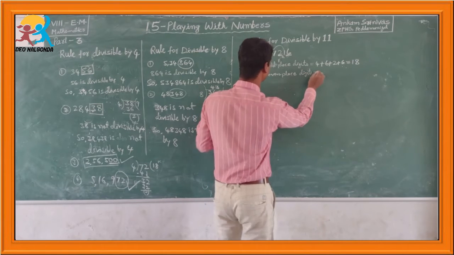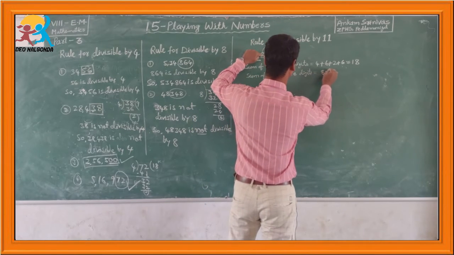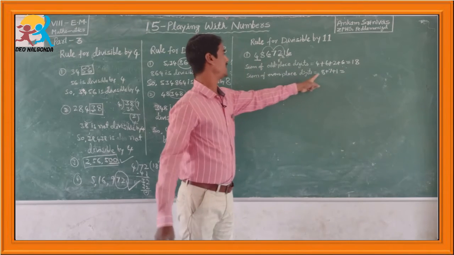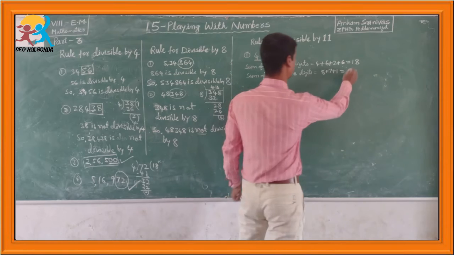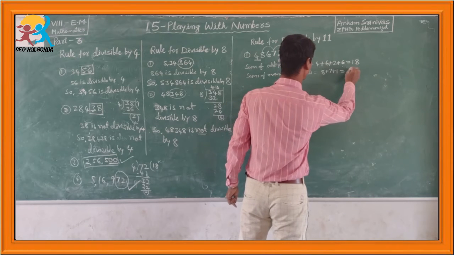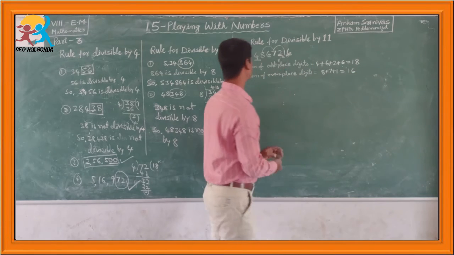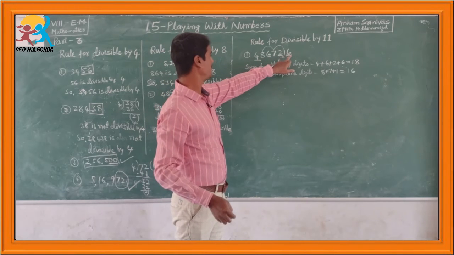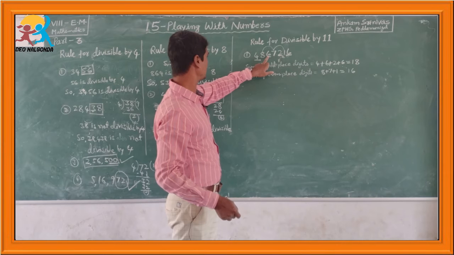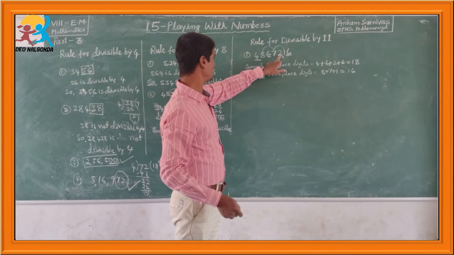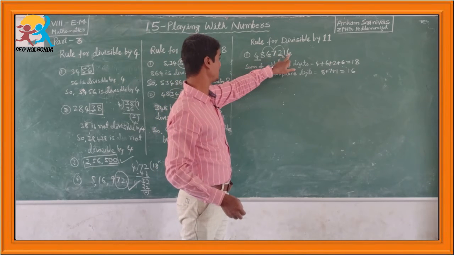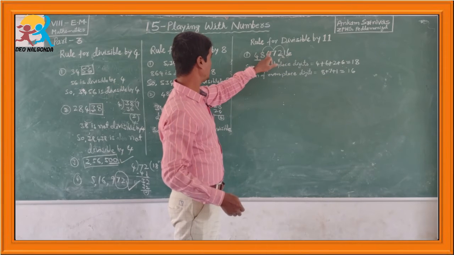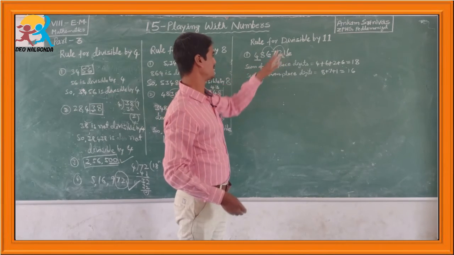Sum of even place digits, what are the even place digits? 8 plus 7 plus 1. 8 plus 7 is 15, plus 1 is 16. So here, taking alternate numbers, first 4 plus 6 is 10, 10 plus 2 is 12, 12 plus 6 is 18. And the remaining: 8 plus 7 is 15, 15 plus 1 is 16.